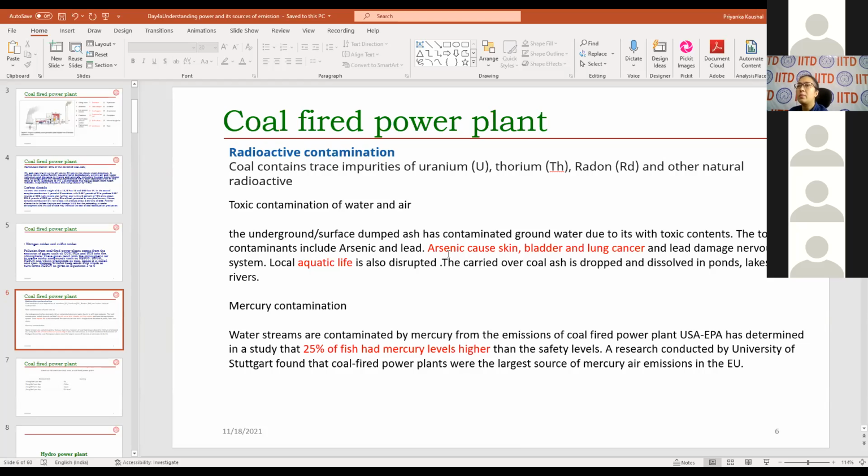And the next here is the mercury contamination, right? And as you can see here, US EPA itself has reported that about 25% of fish had higher mercury levels than the safety norms. And these are the ones next to the power plants. And the other research, as you can see, the University of Stuttgart found that coal-fired power plants were the largest source of mercury air emission in the EU.